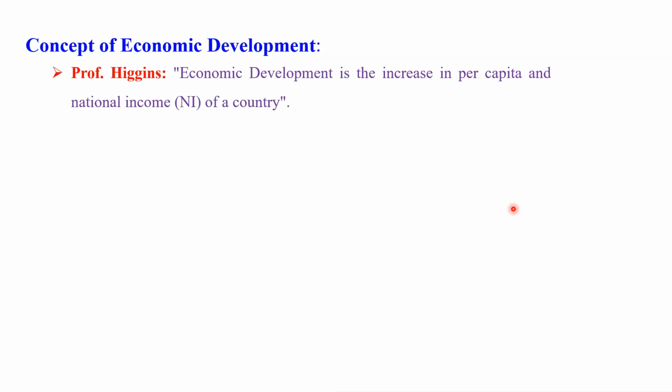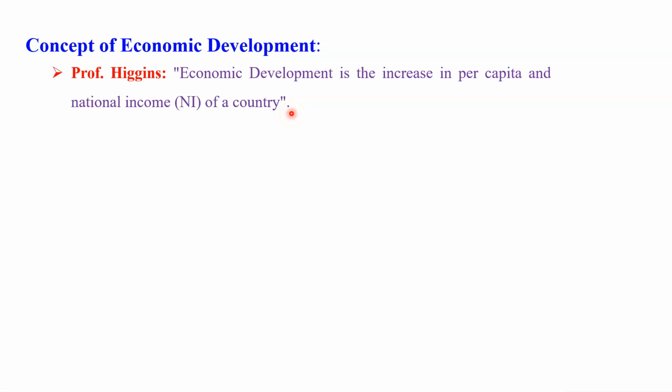Dear student, let us see the meaning of economic development, the concept of economic development. A number of scholars, economists and geographers have tried to define the term economic development. Let us see a few definitions. The first definition is given by Professor Higgins. According to him, economic development is the increase in per capita and national income of the country.